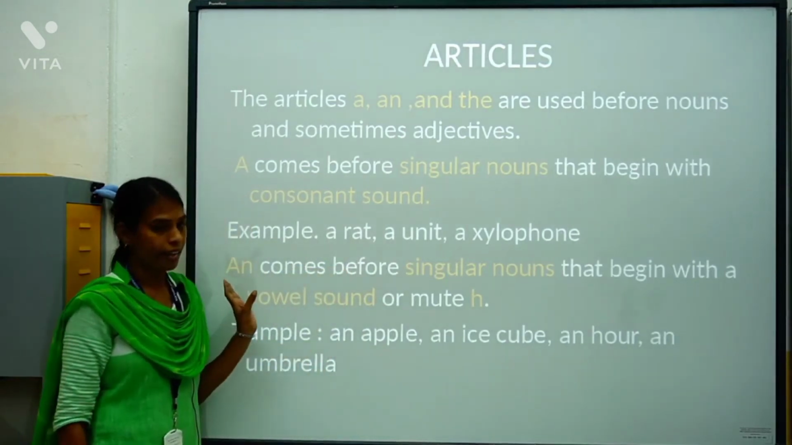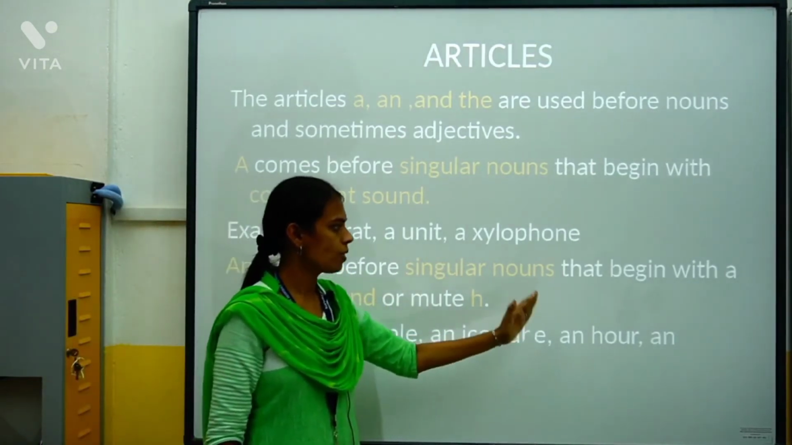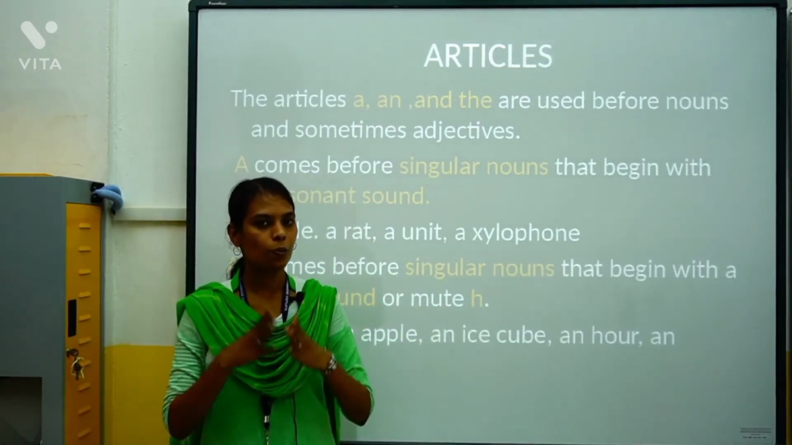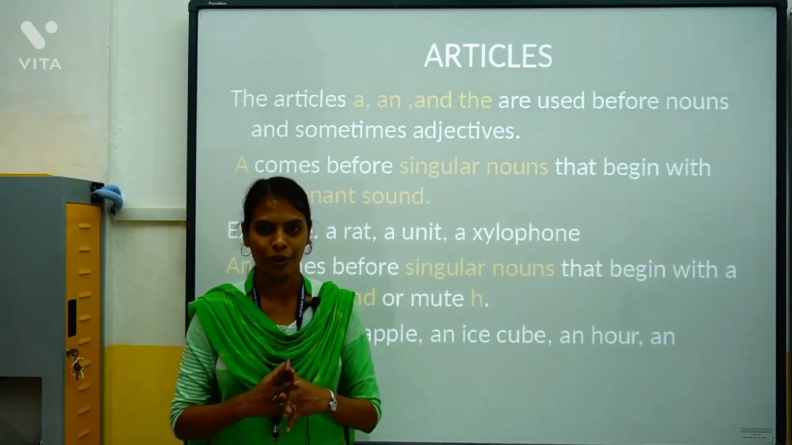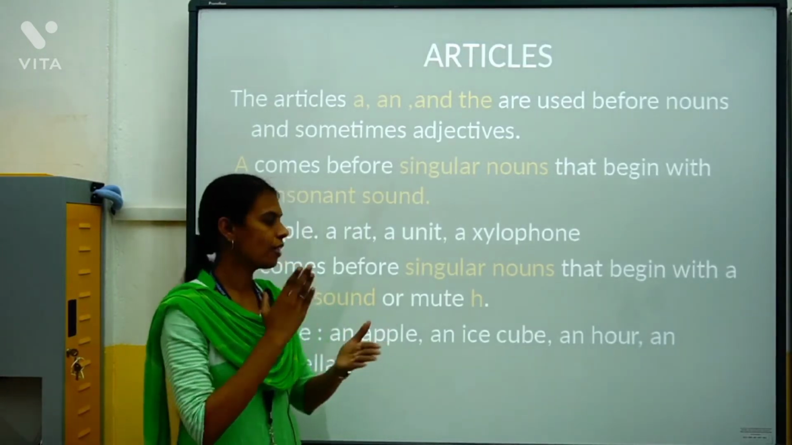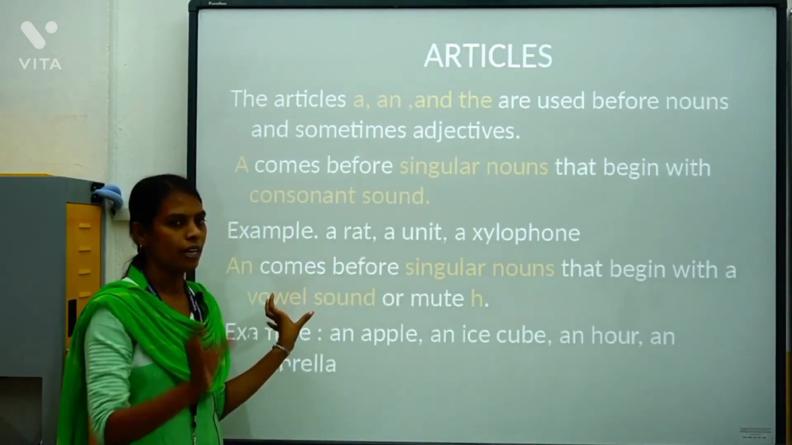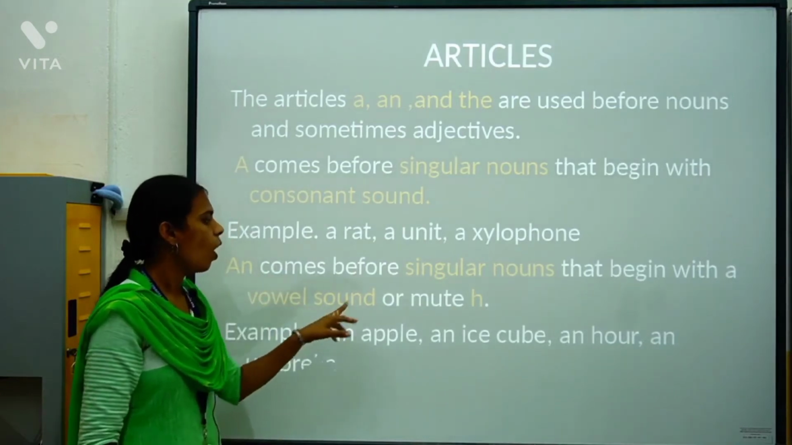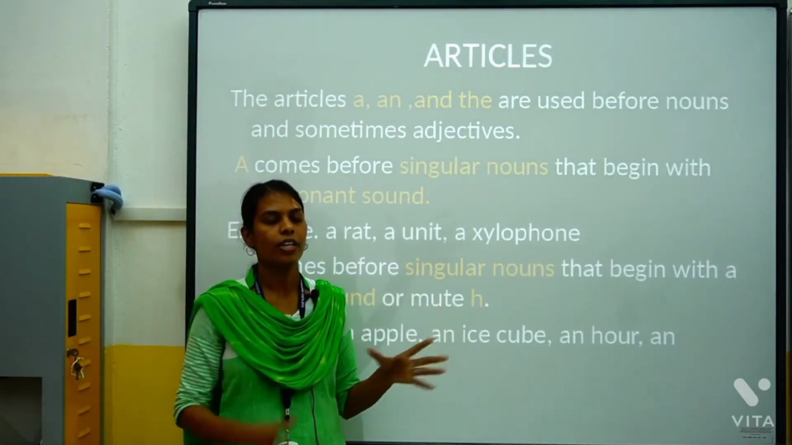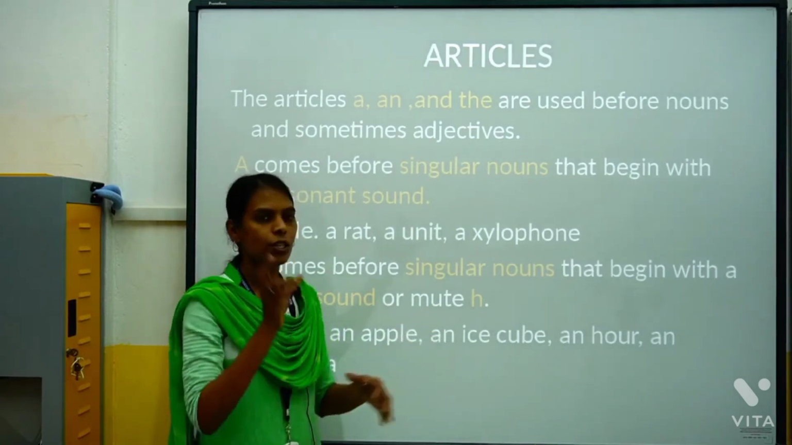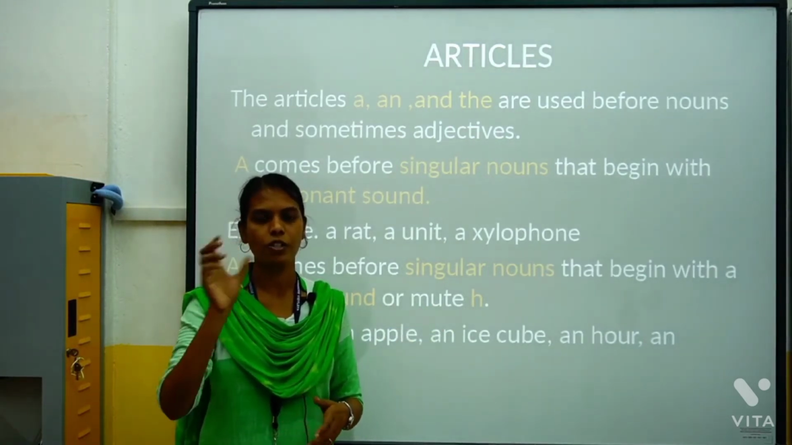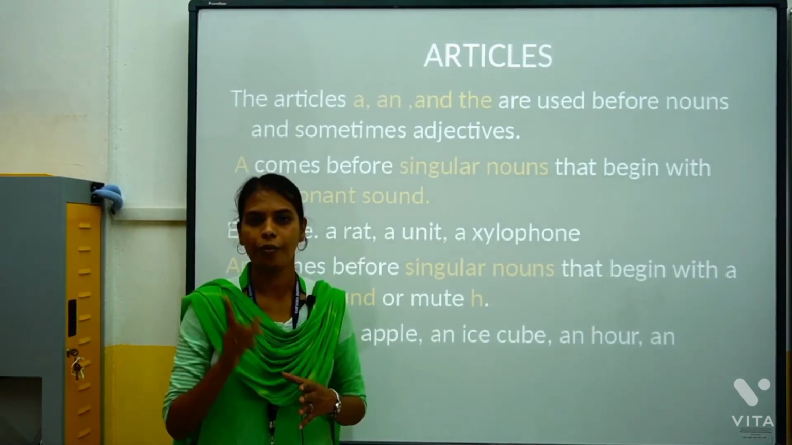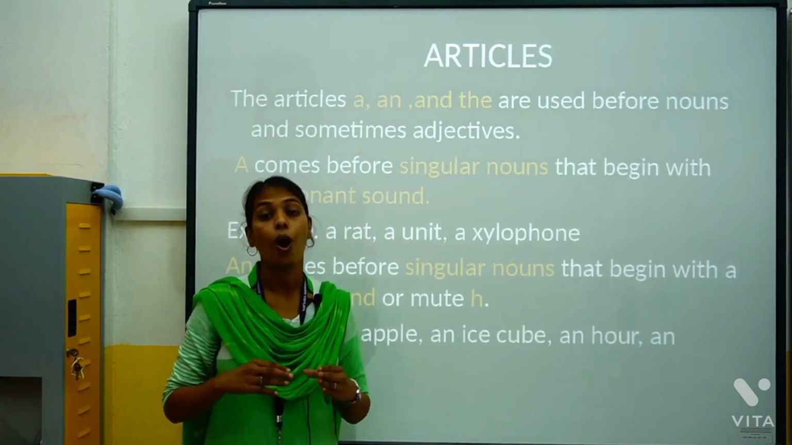Then an comes before singular nouns that begin with a vowel sound. What are the vowels? A, E, I, O, U, right? A, E, I, O, U. So the word that begins with a vowel sound, we add an there. Or a mute H. Whenever an H sound comes that we don't pronounce, like honor, we don't say 'ha-nor', we say 'onor'.